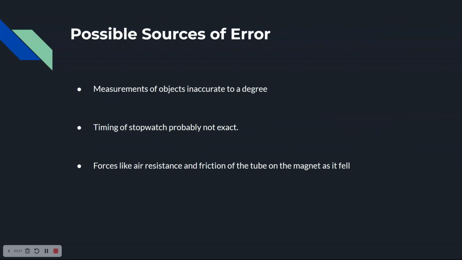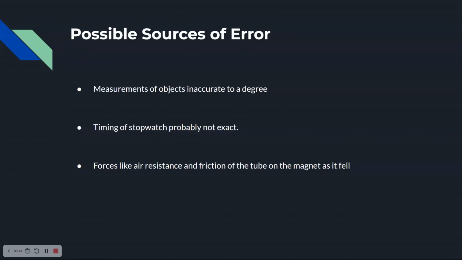Of course, there are sources of error in this. One could be measurement of objects to an inaccurate degree, it's not precise enough. Timing of the stopwatch, probably not being exact, kind of going with the measurements. And lastly, forces like air resistance and friction of the tube on the magnet, which we already kind of mentioned before.